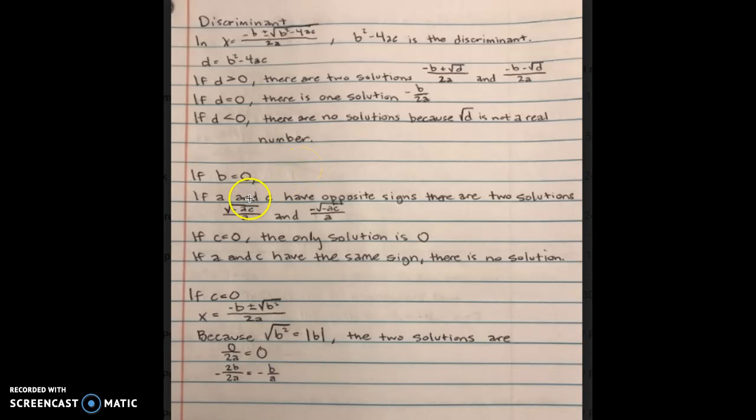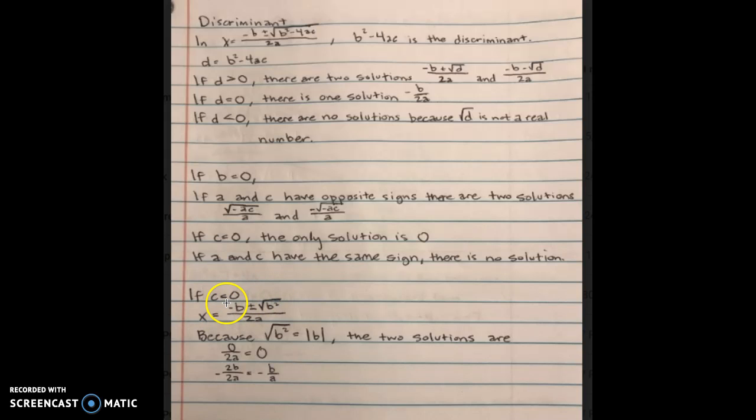Okay, so we're going to take a look at a couple of these so that you can kind of get the hang of this. Now, if b is 0, then a couple of things happen. If a and c have opposite signs, then there are two solutions. You have the positive square root of negative a times c divided by a, and then the negative square root of negative a times c over a. If c is equal to 0, the only solution is 0. And if a and c have the same sign, there is no solution.